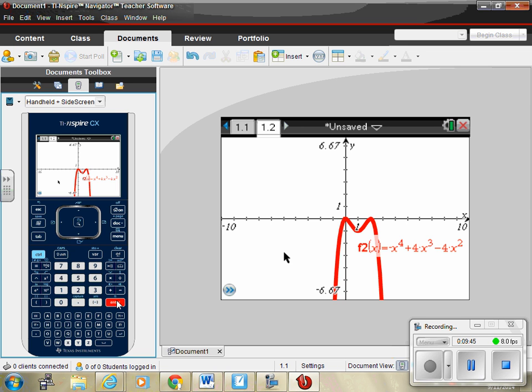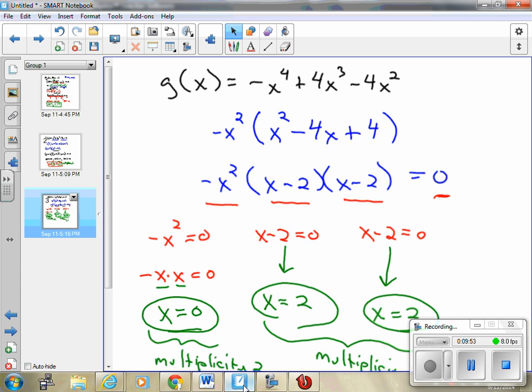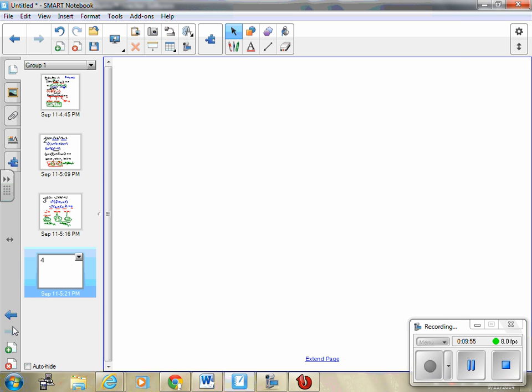And sure enough, we can see that the graph touches at x equals 0 and it touches at x equals 2 without actually going through the graph. One thing that we're going to see is that this always happens when we have even multiplicities.